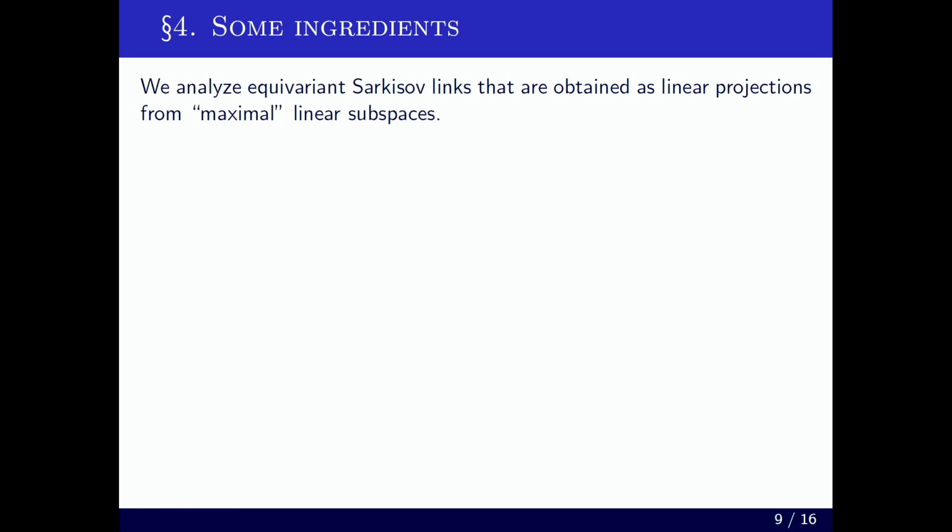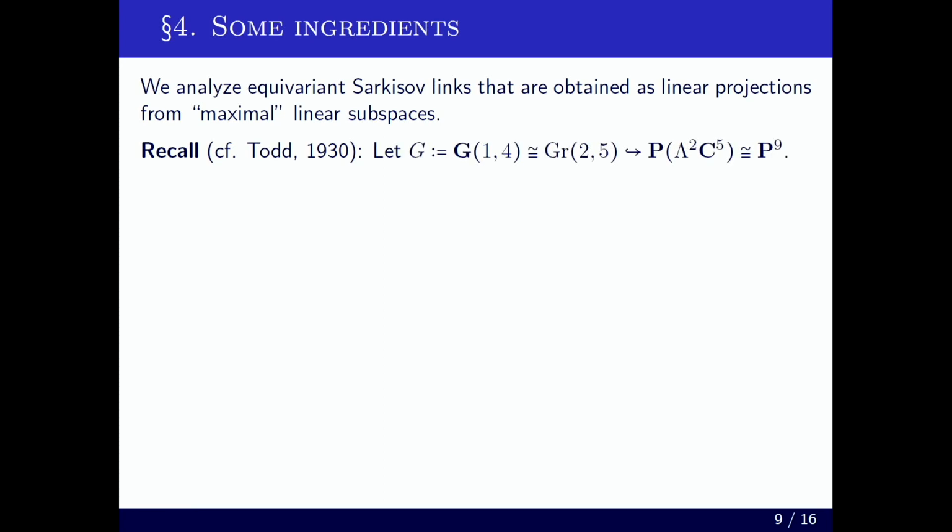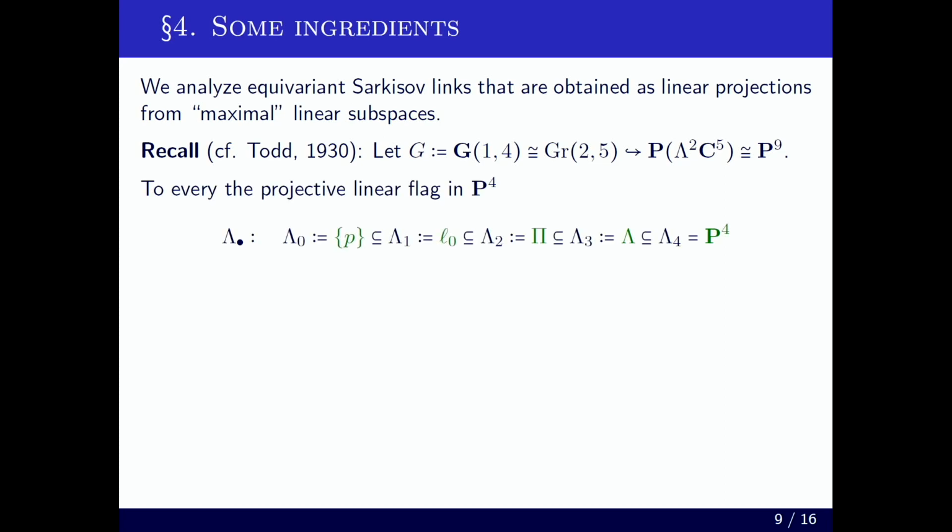It goes back to considering some linear projections that were actually considered by Todd in the 30s. So it's a very old thing that we revisited for this work. And it goes as follows. So pick the Grassmannian, 6 dimensions. So let's be concrete, lines in P4. So you have lines, OK?